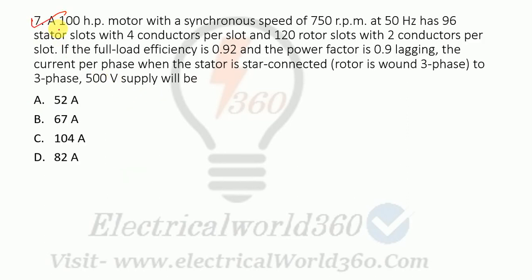This is the question number 7. A 100 HP, that means horsepower, motor with a synchronous speed of 750 rpm at 50 Hz has 96 stator slots with 4 conductors per slot and 120 rotor slots with conductors per slot. If the full load efficiency is 0.92 and the power factor is 0.9 lagging, the current per phase when the stator is star connected, the rotor is wound 3-phase, to a 3-phase 500 volt supply will be what?